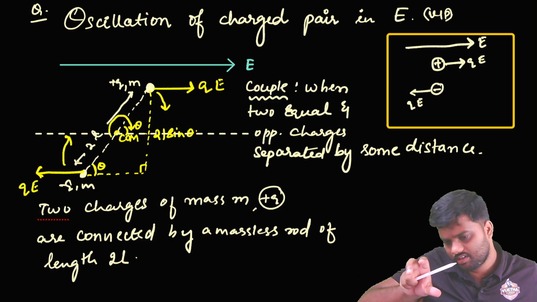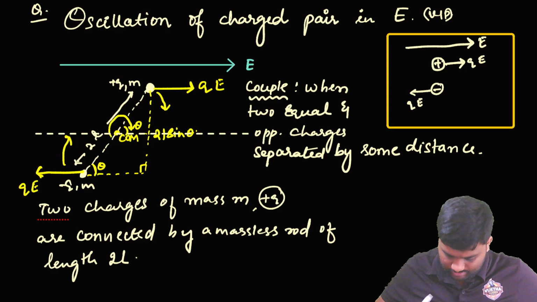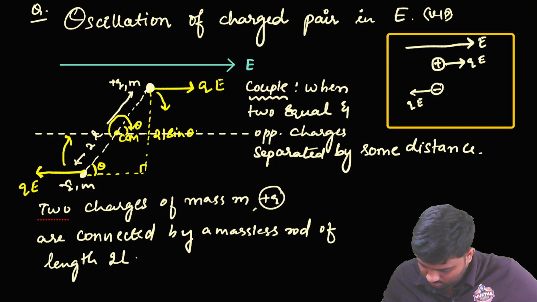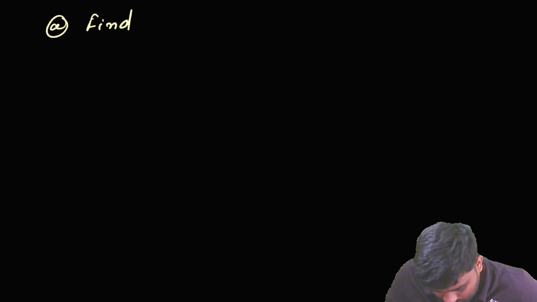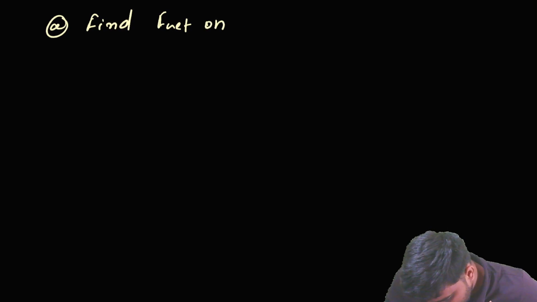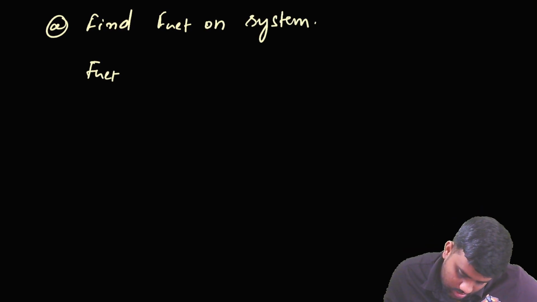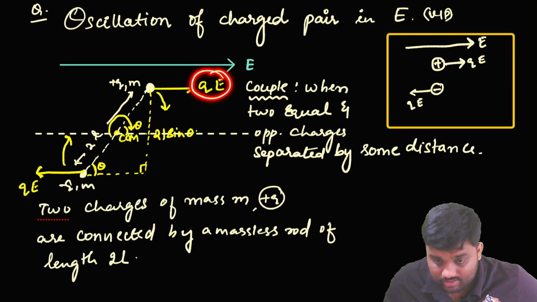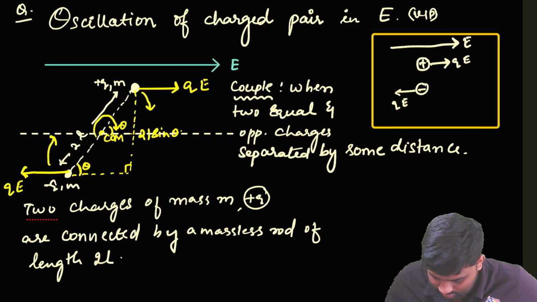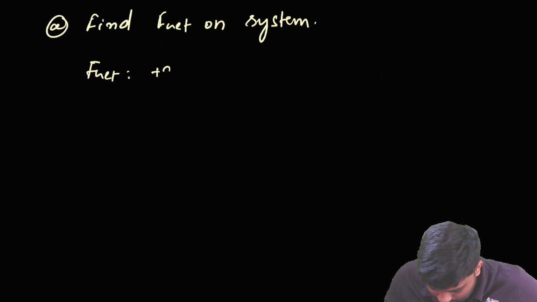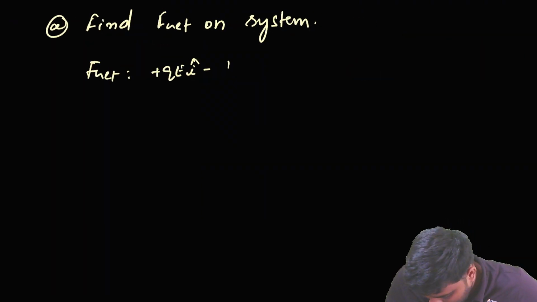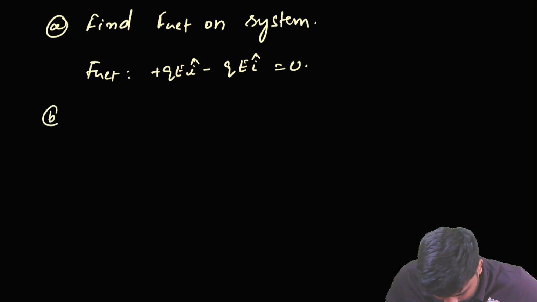That means it is tilting by some sort of angle. So in this particular thing they will ask you to find out F net on the system, the total force on this particular system. Sir, net in the sense, see here, one force is in this direction, another force is in this direction. That is equal to F net is equal to plus QE i cap minus QE i cap. This is equal to what? 0.